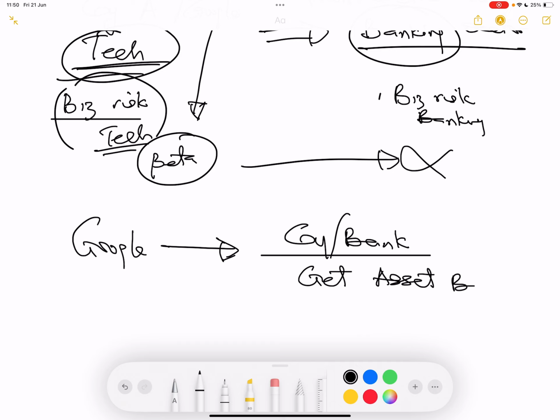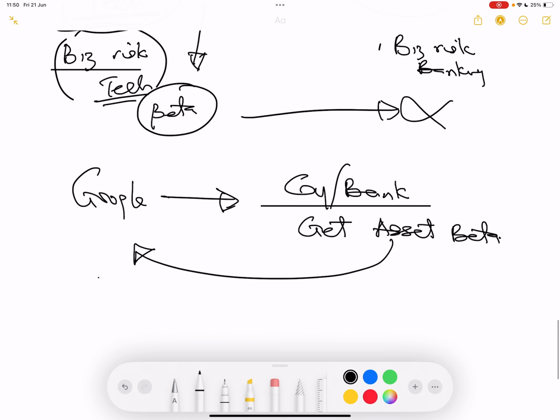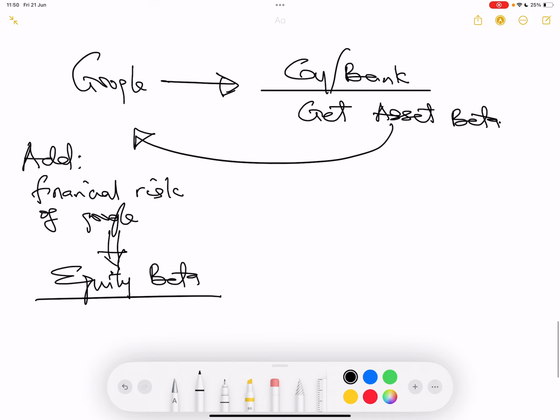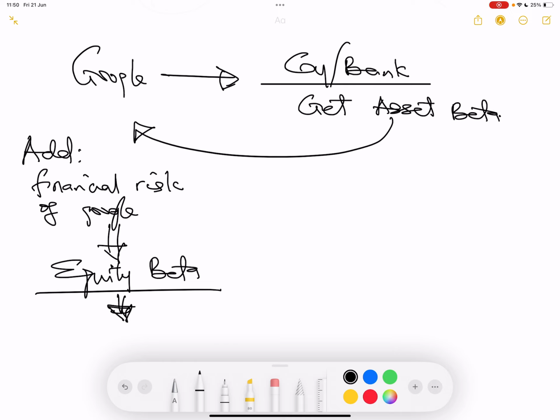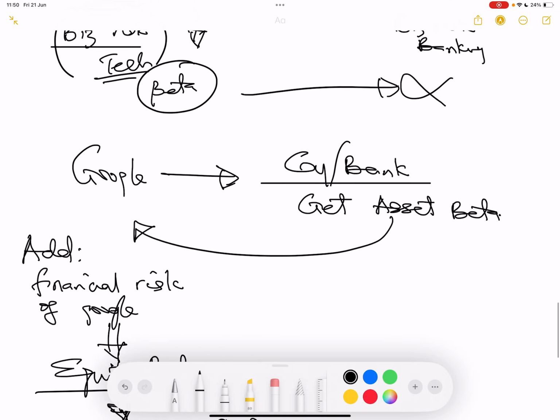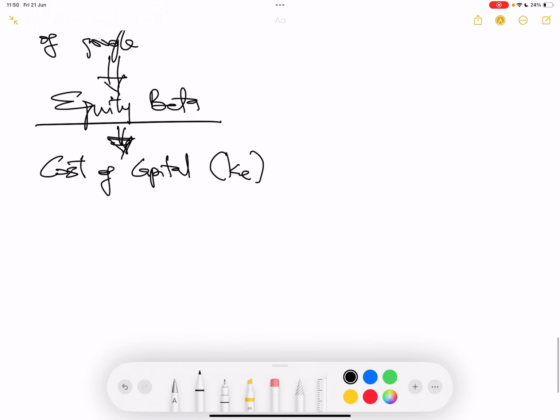So get the asset beta of that bank, then bring it to Google, then add the financial risk of Google, so that you can now have what you will call the equity beta that you can use as your way to calculate cost of equity, which eventually you will use in your WACC calculation. So that is the flow.